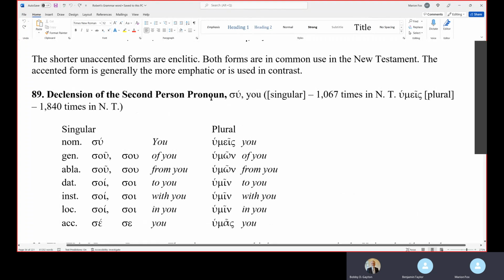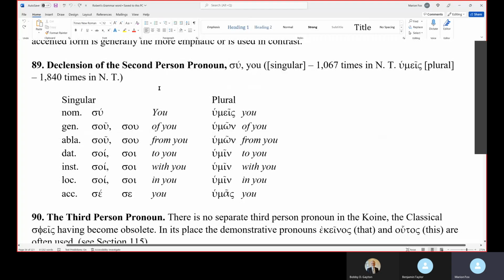We looked at the second person pronoun. I've been adding this to this. This pronoun is found 1,840 times in the New Testament. Now, there may be a textual variance where it's 1838 or 1841 or 42. This is a real close number, close to the right number. That's a lot of times.